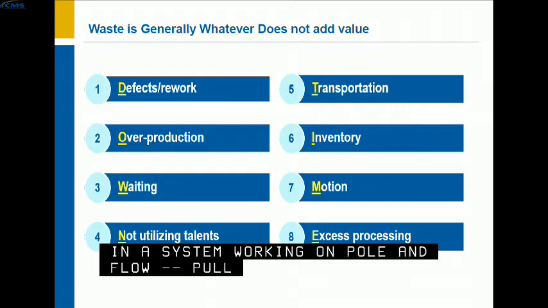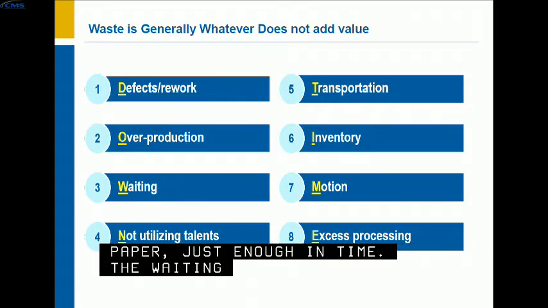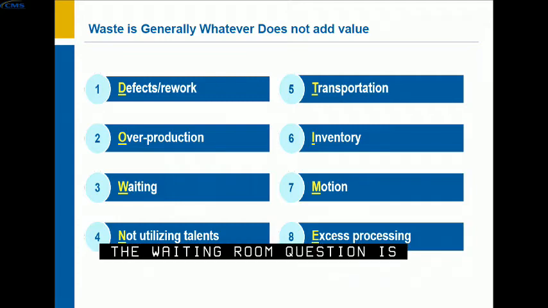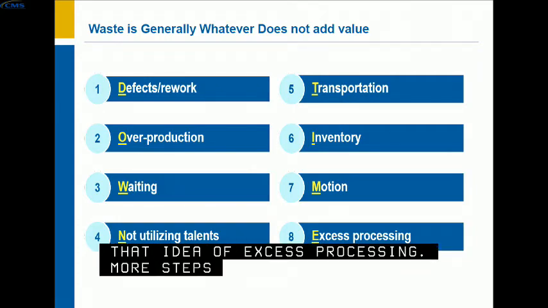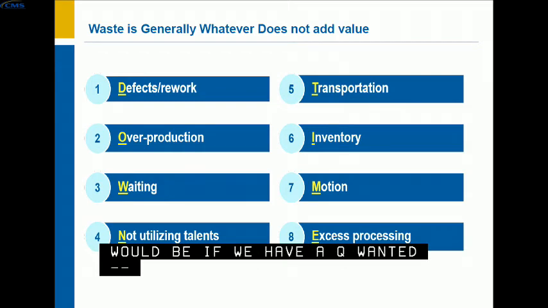Waiting is another one, kind of that idea of the waiting room, especially with customer waiting. And then this idea of excess processing. We do more steps than we really need. So an example of excess processing, we worked with CCSQ on an approval process within one group. And this was a contract approval process, actually. And nobody realized it, but we found that there were 22 approval steps within that group for a single contract.